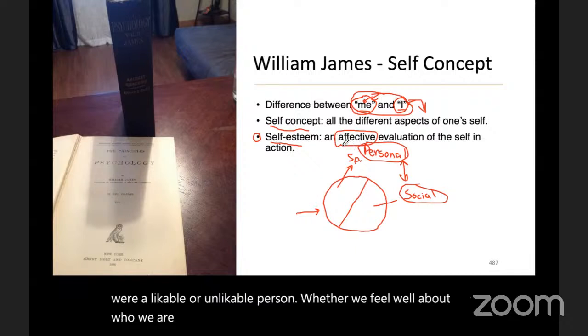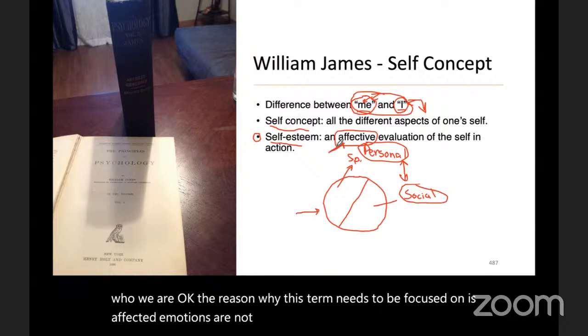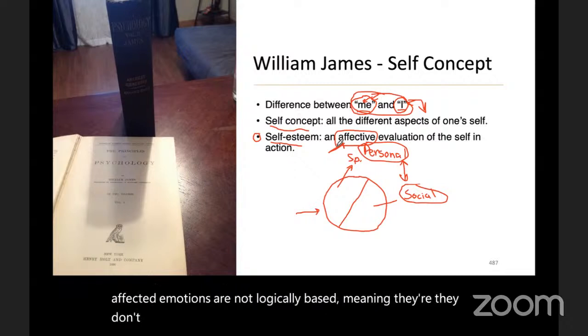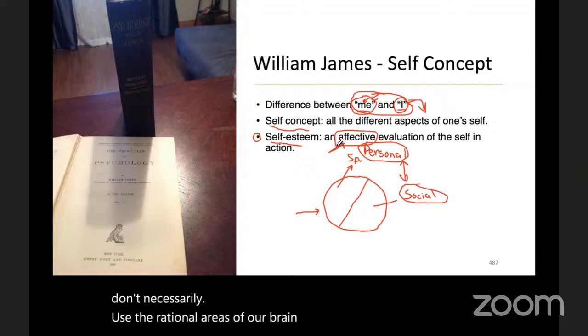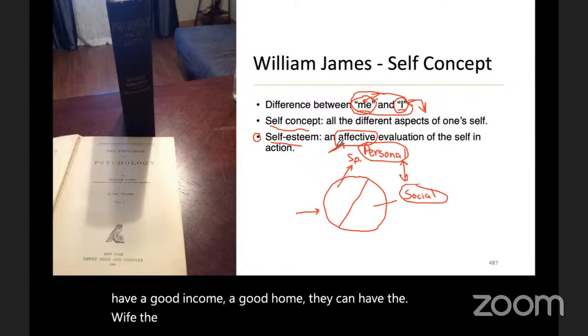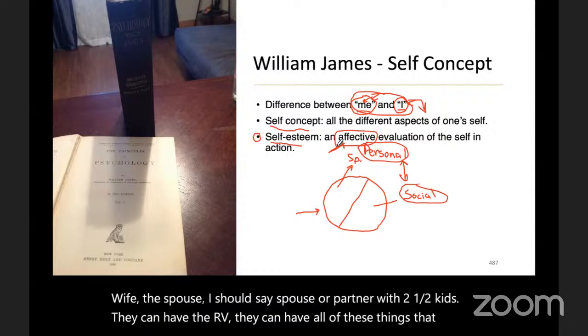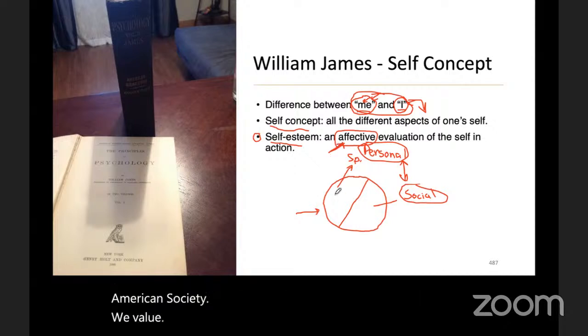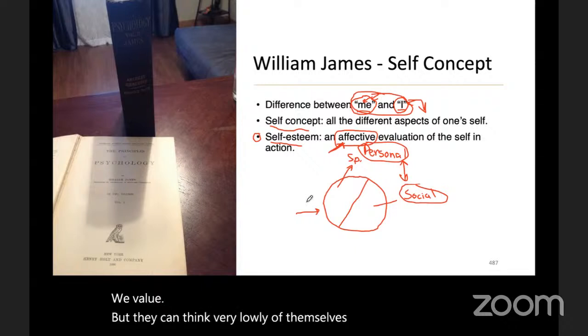Okay. The reason why this term needs to be focused on is affect and emotions are not logically based, meaning they don't necessarily use the rational areas of our brain, the cognitive areas of our brain to evaluate who we are. And probably the best example is you could have a very successful, according to American values, person. They could have a good income, a good home. They could have the spouse, I should say, spouse or partner with 2.5 kids. They can have the RV. They can have all of these things that in American society we value, but they can think very lowly of themselves. They don't like who they are.